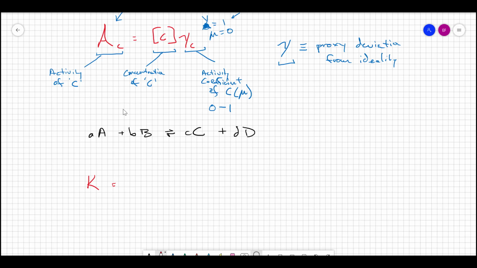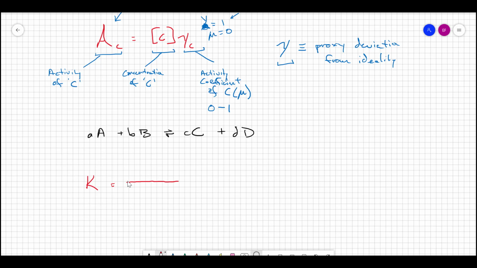So if we go back to our generic equilibrium reaction, A plus B equals C plus D, then we can revise our equilibrium constant from the perspective of activity. In reality, the equilibrium constant is going to be the activity of C raised to the C-th coefficient, times the activity of D raised to the coefficient D, over the activity of A to the A and activity of B to the B.